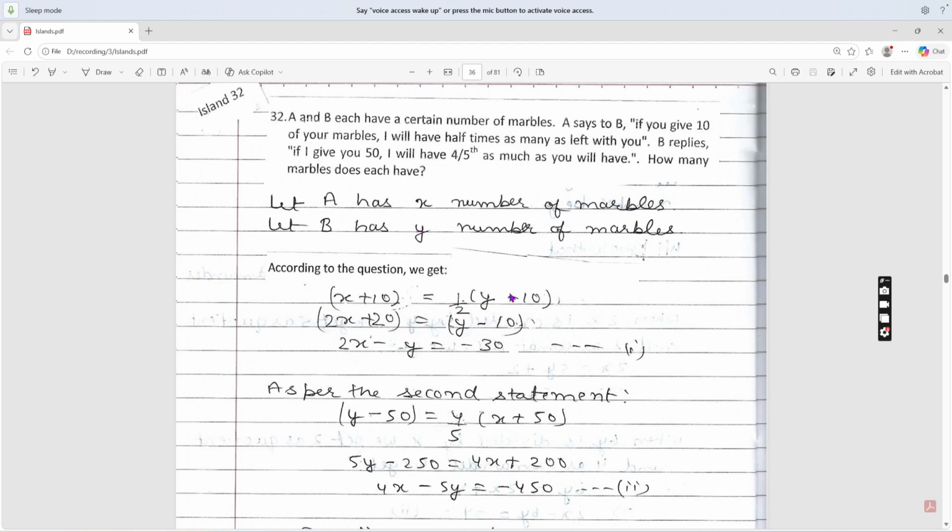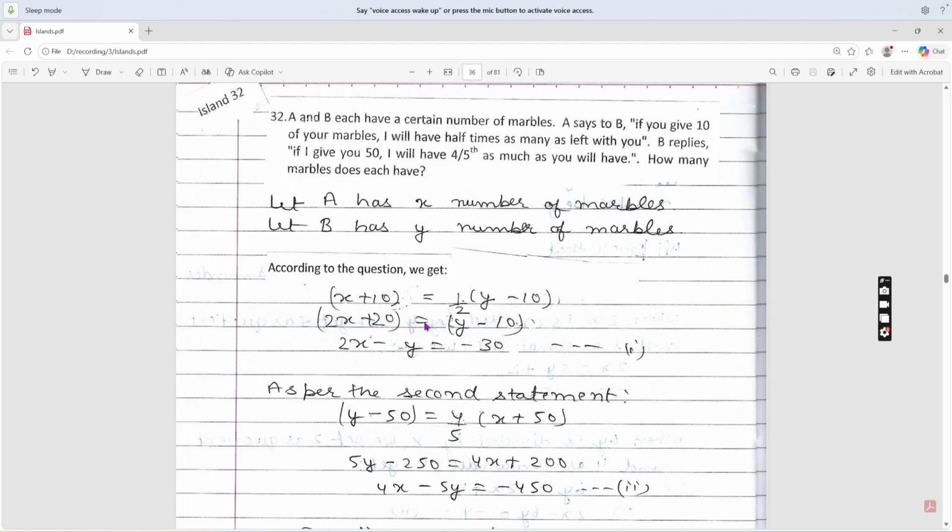And after the entire arrangement is set, there is a ratio which is given as 1 by 2. How? It is clearly mentioned here: I will have half, that is 1 by 2 times, as many as are left with you. Here "you" is standing for B, and here "I" is standing for A. So X plus 10 is equal to 1 by 2 into Y minus 10.